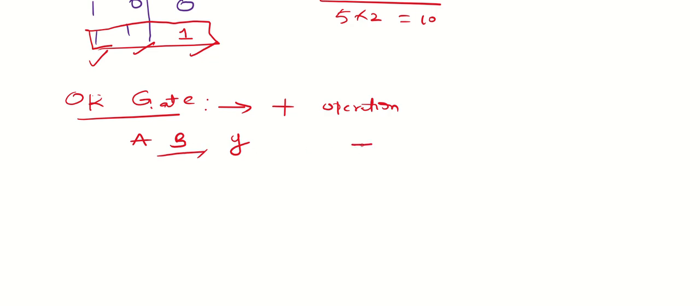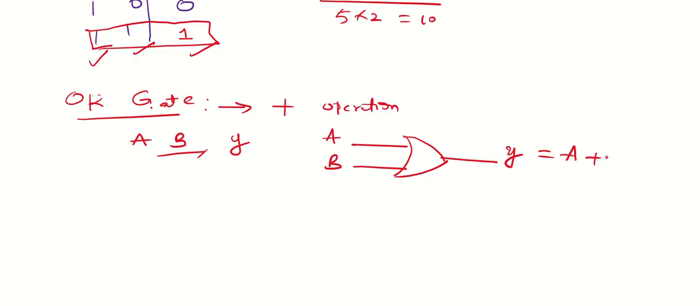So let me draw the symbol of the OR gate. This is the symbol of the OR gate. Please remember these symbols. The AND gate symbol and OR gate symbol are both different. Y is equal to A plus B.